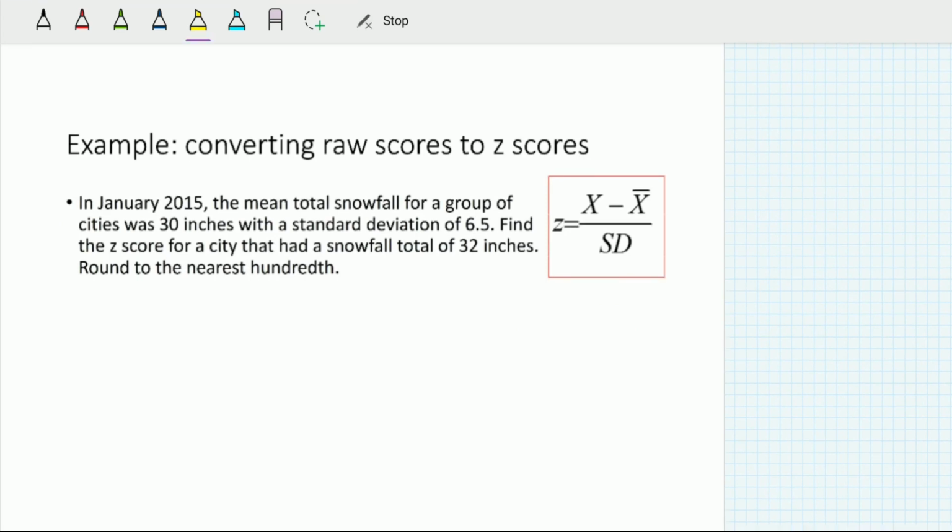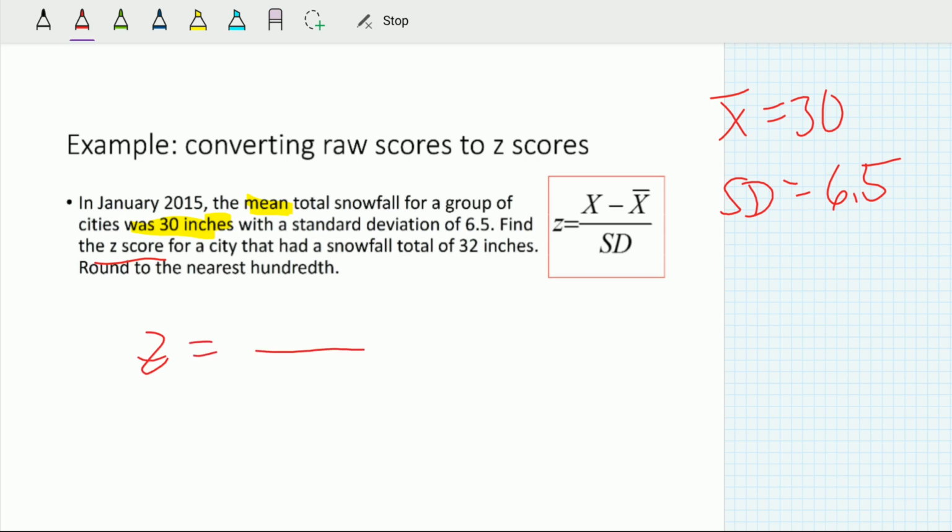Okay, so for this problem, you just got to read it and stay organized, okay? So in January 2015, the mean, okay, so we're talking about average there, the mean total snowfall for a group of cities was 30 inches. So I'm going to go ahead and do that. So the mean, we know it's going to be 30 inches. Standard deviation of 6.5. So there you go, 6.5. Find the z-score. All right, cool. So that's what I'm looking for.